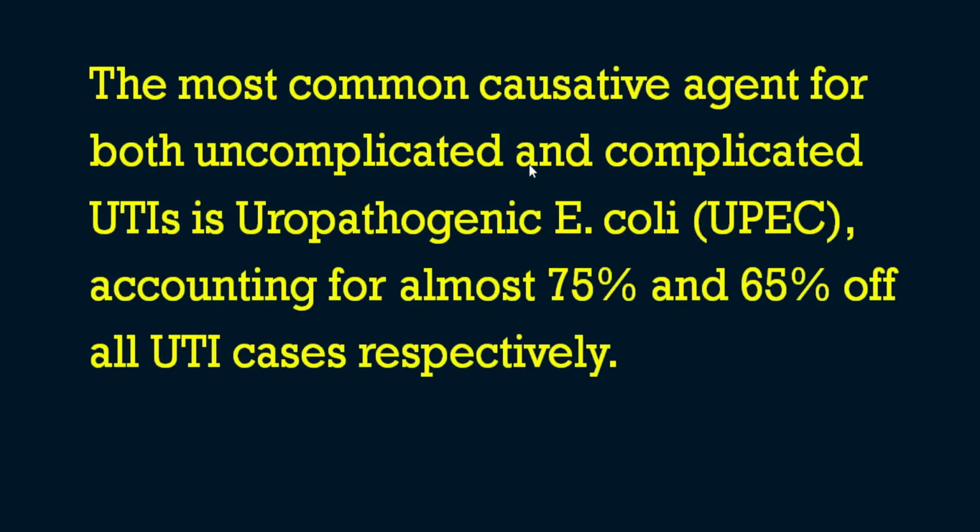Another thing we discussed in this question: the most common causative agent for both uncomplicated and complicated UTI is uropathogenic E. coli, accounting for almost 75% and 65% of all UTI cases respectively. So the other question that can be asked is the most common organism for normal UTIs, like uncomplicated and complicated: E. coli is the answer. So two important points you are getting out of this question.